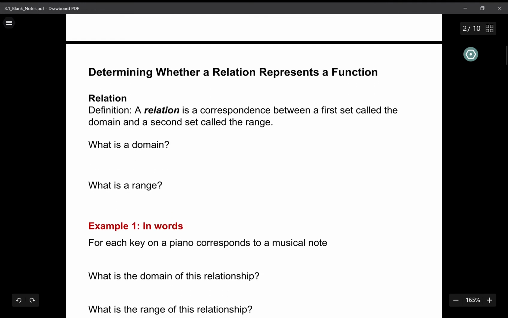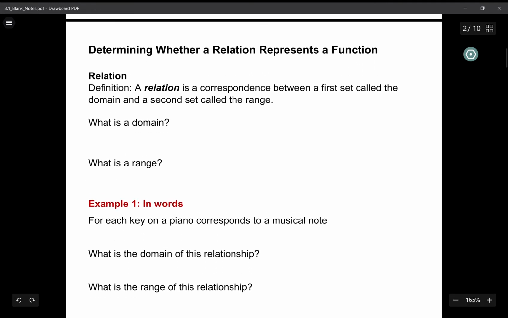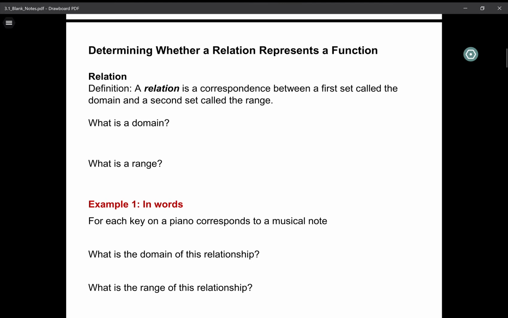All right. Step number one, let's determine whether a relation represents a function. Well, first, maybe we should recap what a relation is. A relation is a correspondence between a first set, which is called the domain, and a second set, which is called the range. So what is a domain? That's a vocab word. A domain is the set of all inputs. And the range is the set of all outputs.